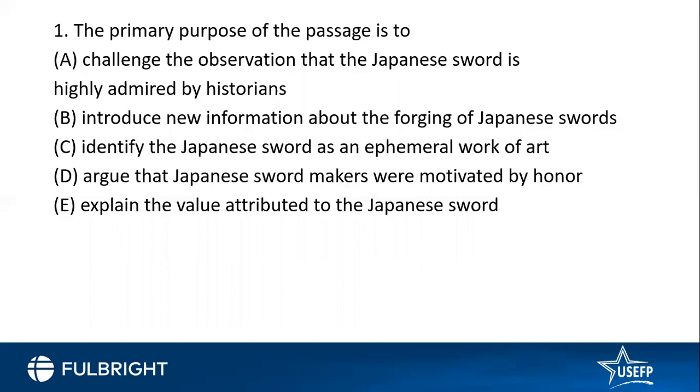Identify the Japanese sword as an ephemeral work of art. They argue that the Japanese sword makers were motivated by honor. Explain the value attributed to the Japanese sword. This option number E is what this passage was about, stating different attributes of its importance. It did mention art. But was it the primary purpose of this passage? So no. So the correct option is option number E.